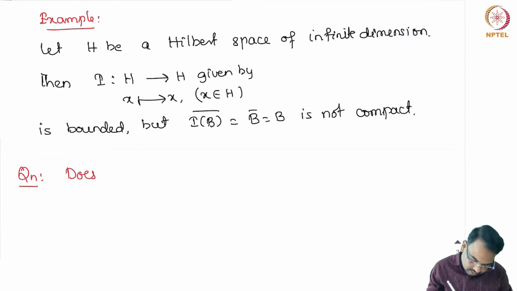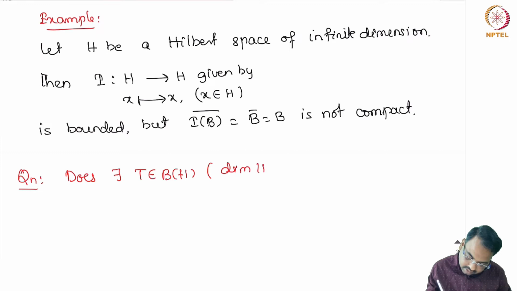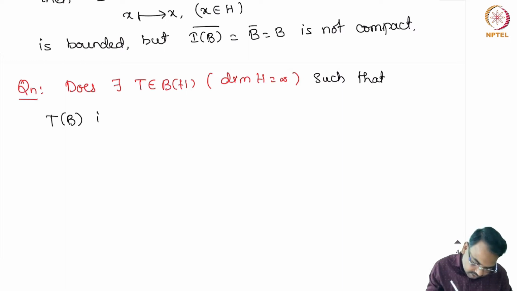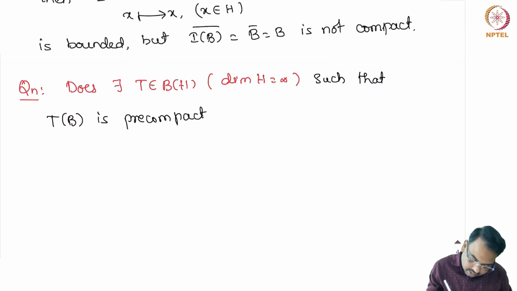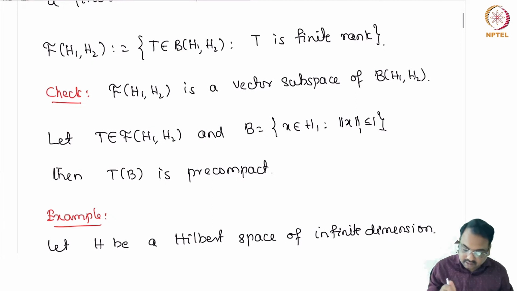Does there exist T in B of H, especially when dimension of H is infinite, such that T of B is pre-compact? In fact, we will show at a later stage that such operators exist, and in fact, if you look at the operator norm closure of this set of all finite rank operators, then we get all such operators. So such a map we call a compact operator.